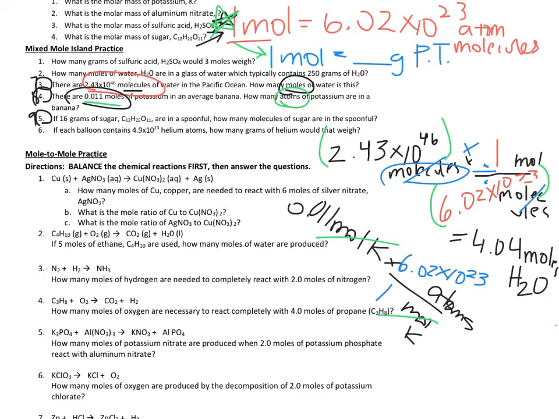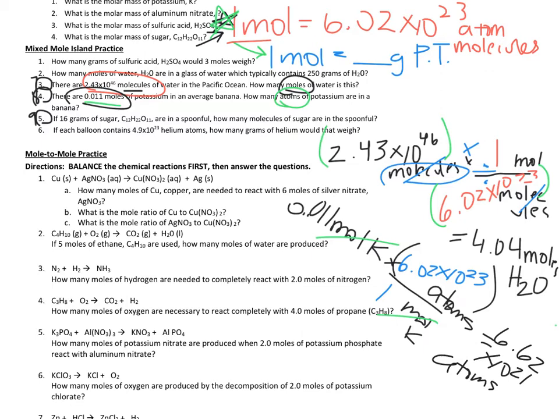Okay, so when we do this math, we're just going to do, I forgot a 0 there, 0.011 times 6.02 times 10 to the 23rd. Okay, and again, put that in parentheses so your calculator does the order of operations correct. Okay, so if you do 0.011 times 6.02 times 10 to the 23rd, you should get 6.62 times 10 to the 21 atoms.